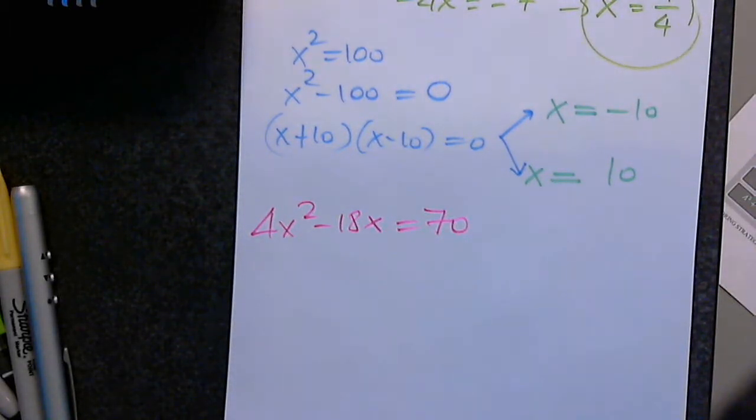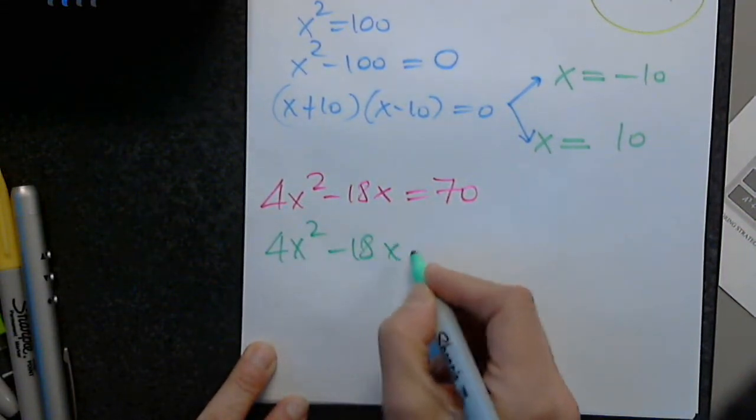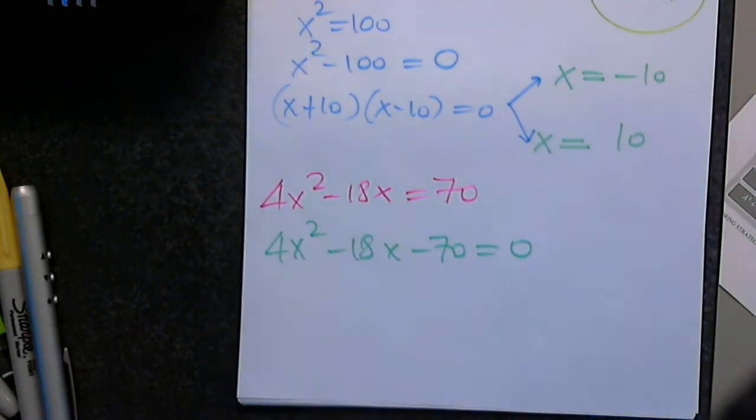Okay, what do I have to do first? Subtract 70. Awesome. 4x squared minus 18x minus 70 equals 0. That is the very first step. Remember, I always recommend factor, simplify, factor if you can. And I see that there is a greatest common factor. This is crucial to remember, to go through all the steps and not skip anything. There is a greatest common factor in an equation I can get rid of.